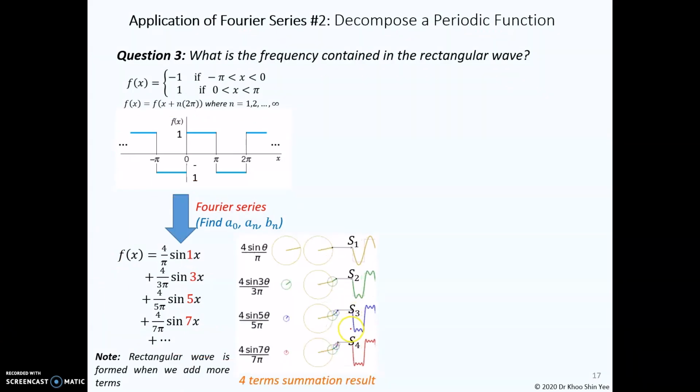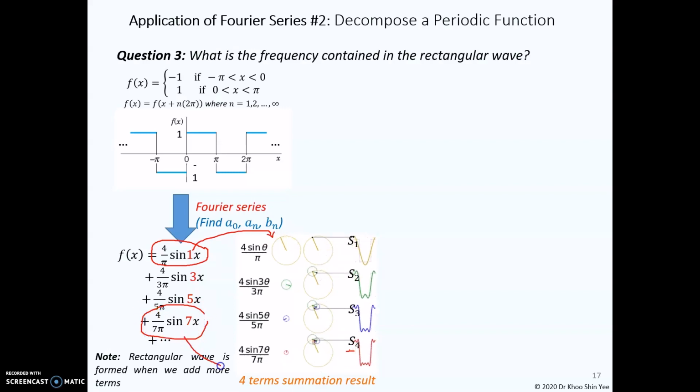In this animation, the partial summation x4, which is taking the summation of these 4 terms, is approximate better to the rectangular wave compared to x1, x2, and x3. For the first term, you see the rotation moves slow compared to the 4th term here.